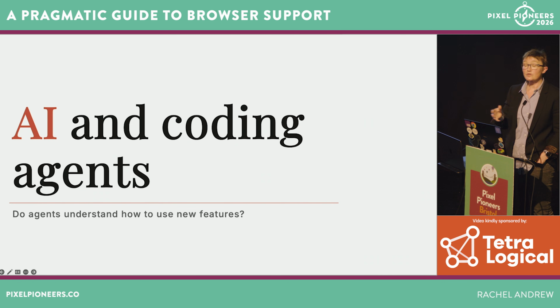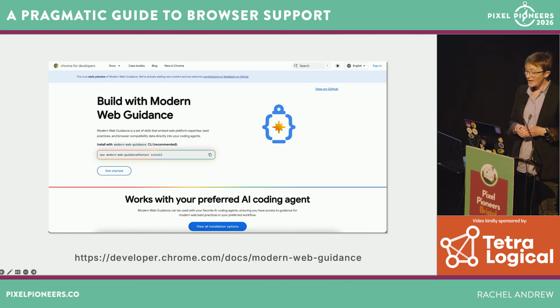We've been thinking about that because we know this is something that's happening, and we didn't want to provide all this clarity and then just throw it all in the bin because everyone's using agents and not looking at the information anymore. So at I/O last month, we launched a preview of Modern Web Guidance. It's a set of skills that embed web platform expertise, best practices, and browser compatibility data directly into the coding agents. So if you're using any coding agent, Claude, Copilot, Antigravity, whatever, take a look. There's a lot of experience and knowledge baked into this guidance, and it's being updated all the time.